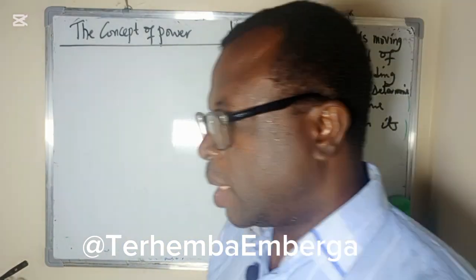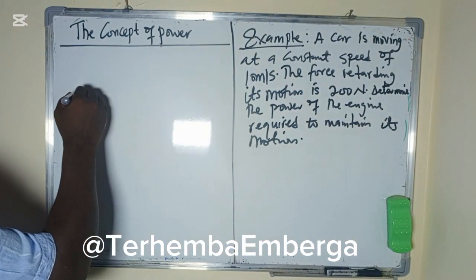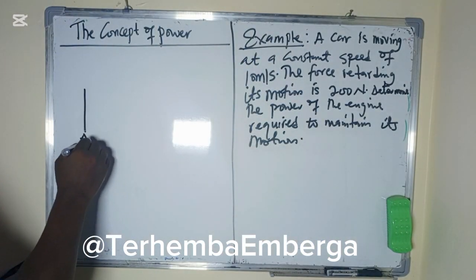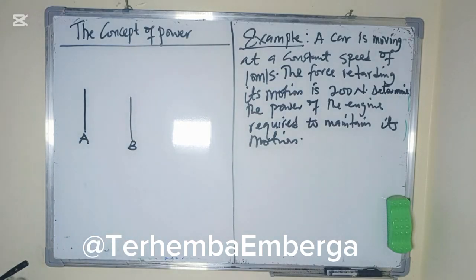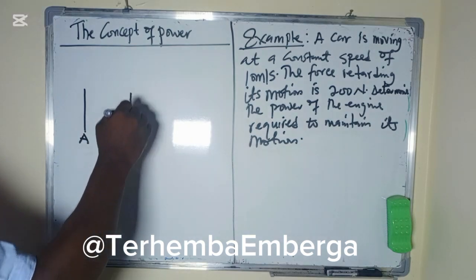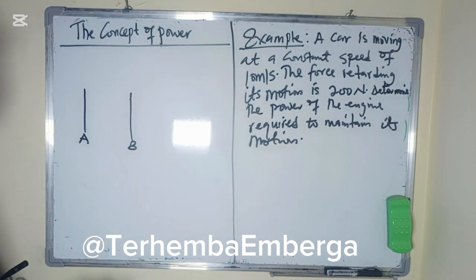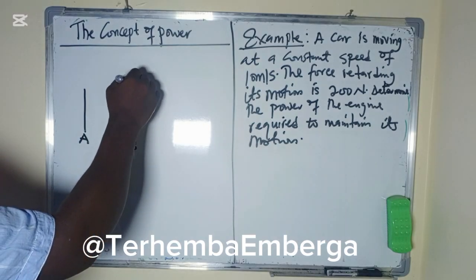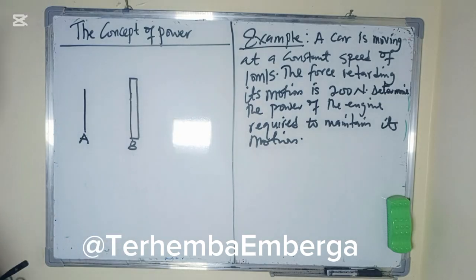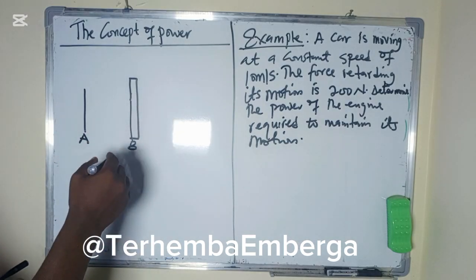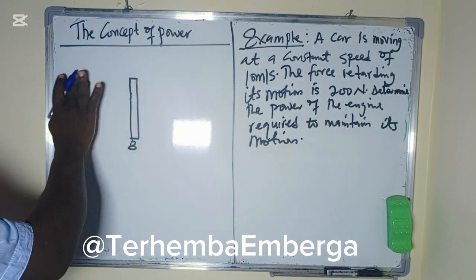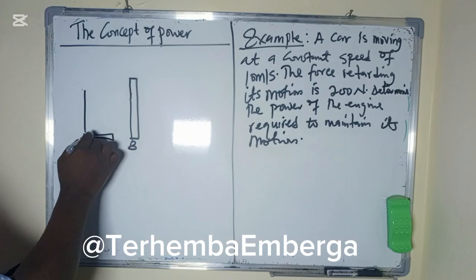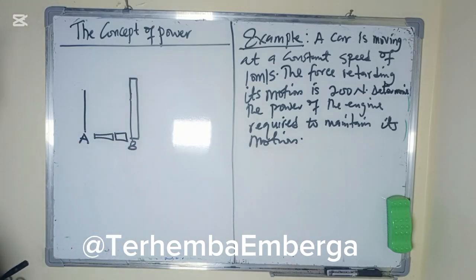Now, let's look at this scenario. We have two people here, A and B. We want to give these two people a task and know who is more powerful. Assuming A looks smaller than B, and then you have given them maybe a bag of rice for each of them to lift.